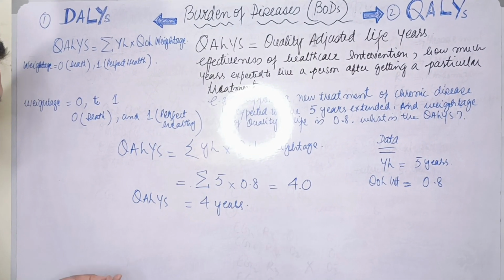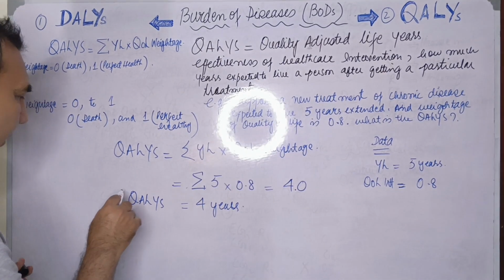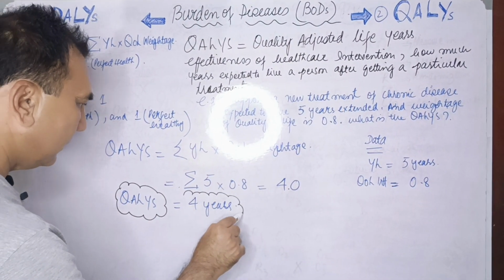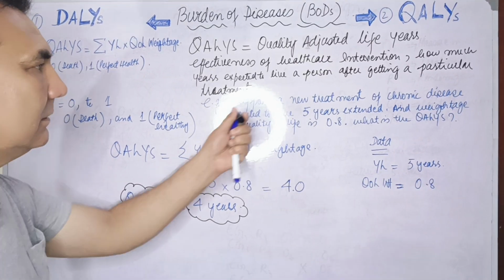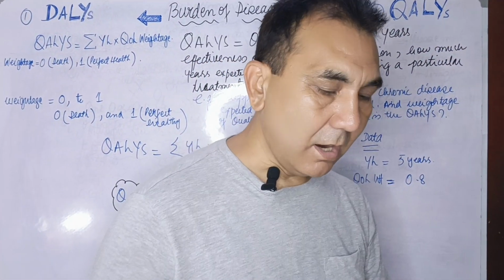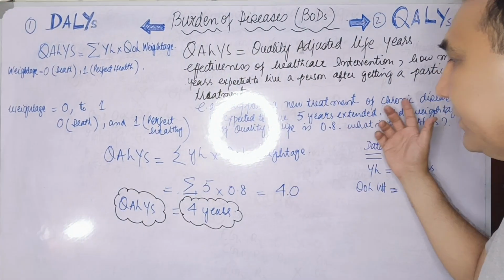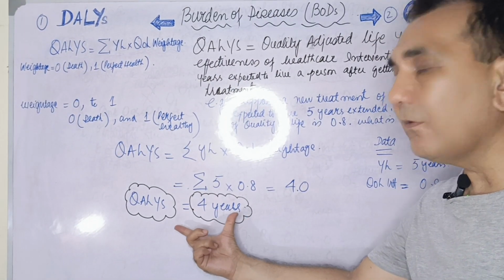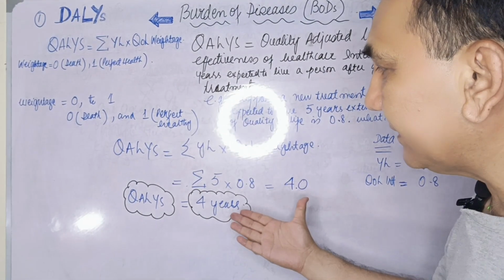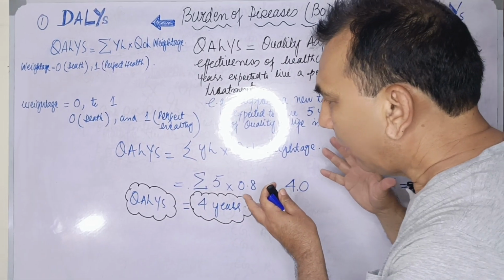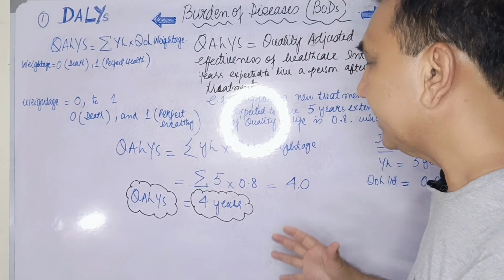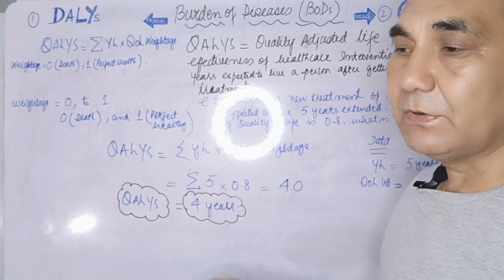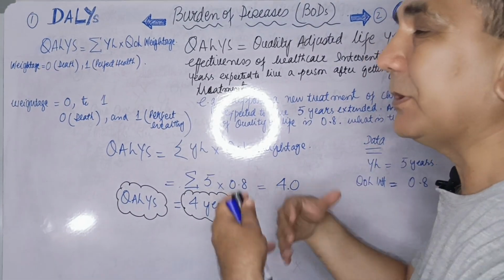The QALYs in the given scenario: after the launching of the new treatment, it will increase the QALYs. Expected QALYs is 4 years. The 4 years is the QALYs, the quality-adjusted life years, which will be increased after getting this new treatment which has been launched for that particular chronic disease.